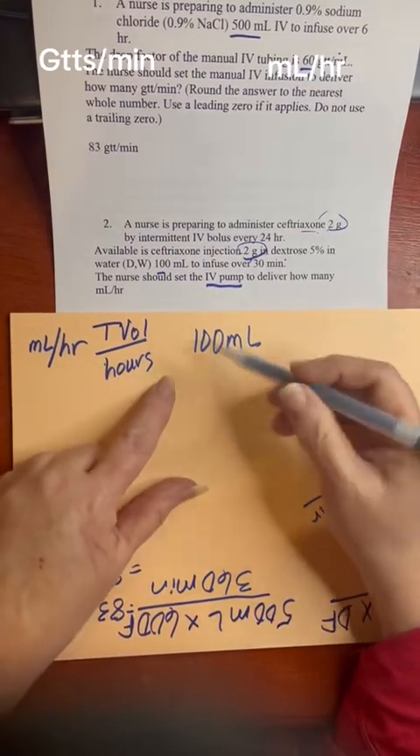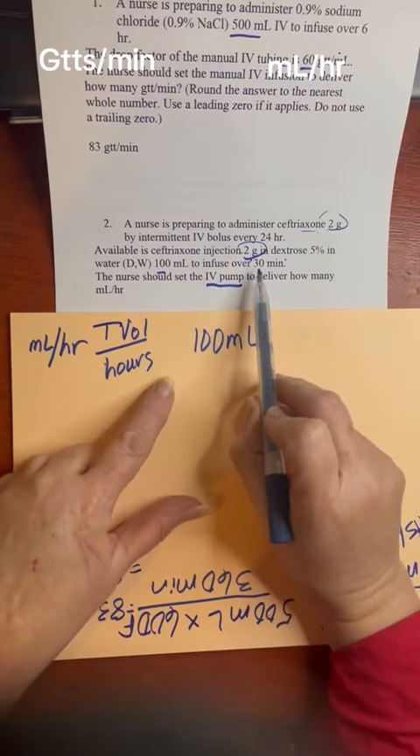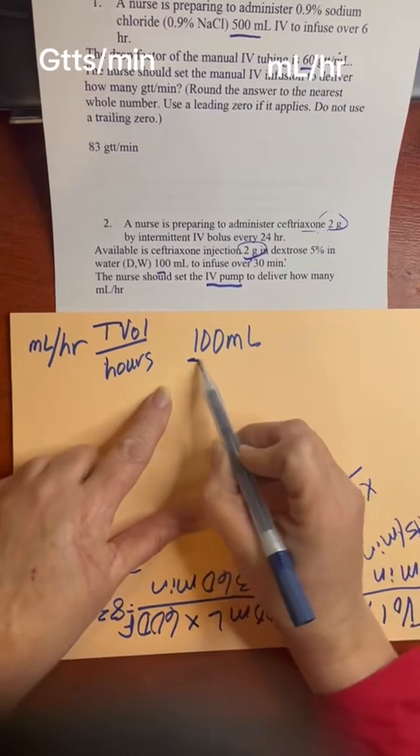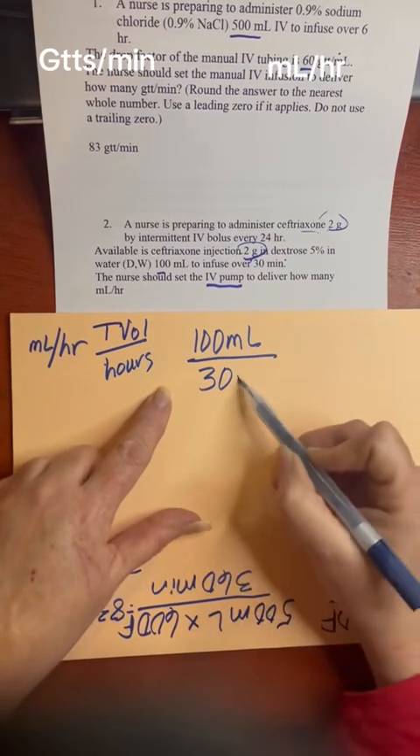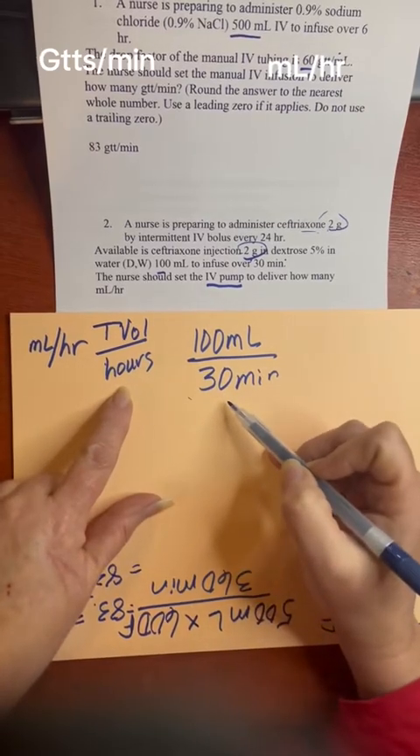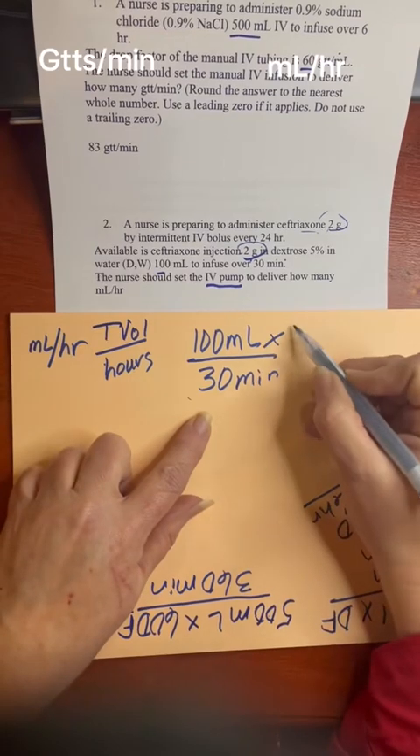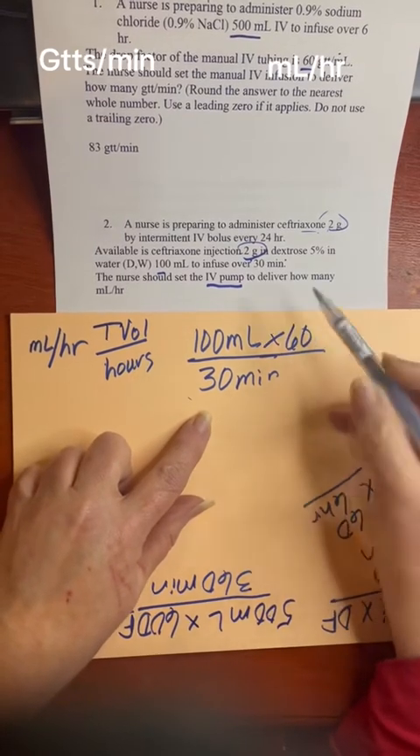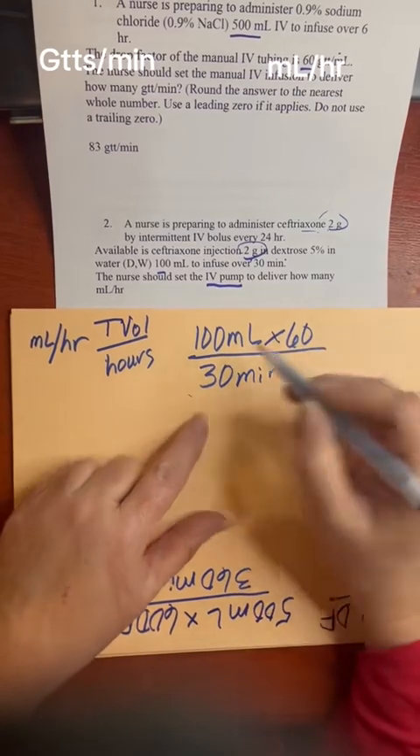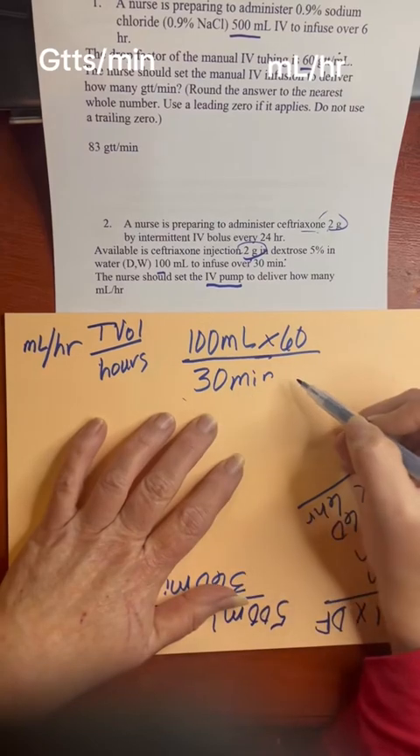Because to work this problem, you need to know the total volume and the time it goes in and then the method. So they want it to go in over 30 minutes. But with milliliters per hour, it needs to be in hours. So this is how I fix that. I just go up to the top and multiply it by 60. I'm telling the problem that we're dealing with a 60-minute hour, not a 30-minute hour.